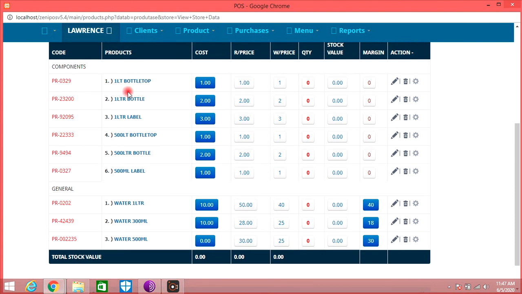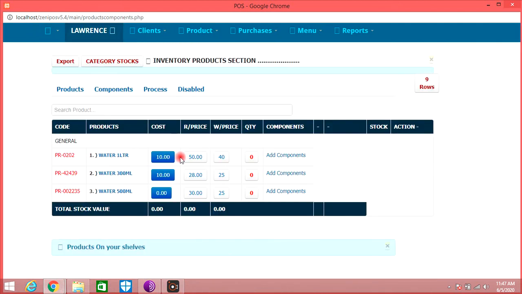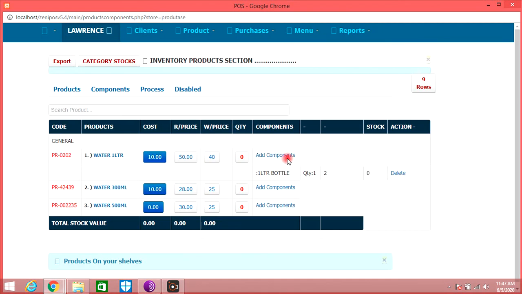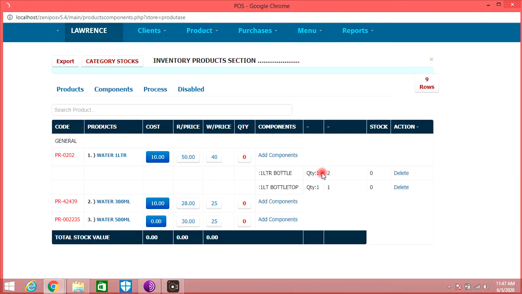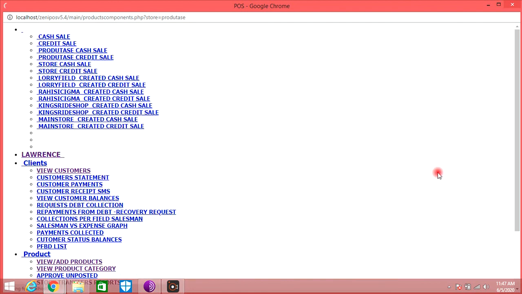And then we have the components. For example, 1 liter has its own components. Here is how you add the components. For 1 liter, we'll use a 1 liter bottle. You'll also use a 1 liter bottle top. You have to take all these things into account, and so use a 1 liter label.